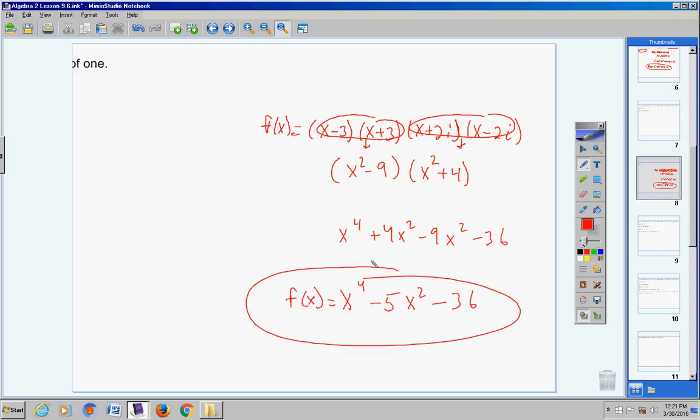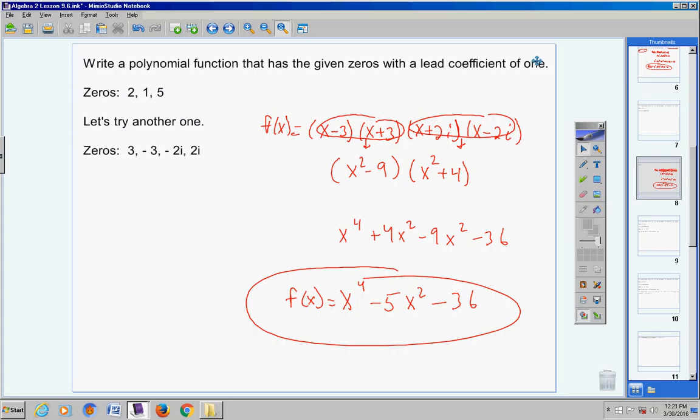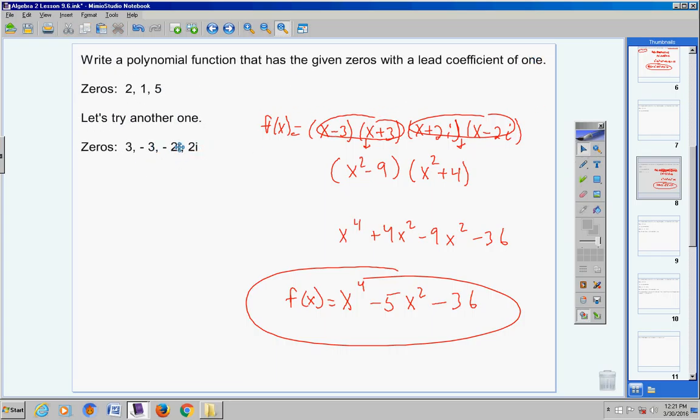There's my function. That function right there has these zeros right here. Now what about imaginary zeros, Mr. Eric? That's kind of weird. I know, but they do exist.